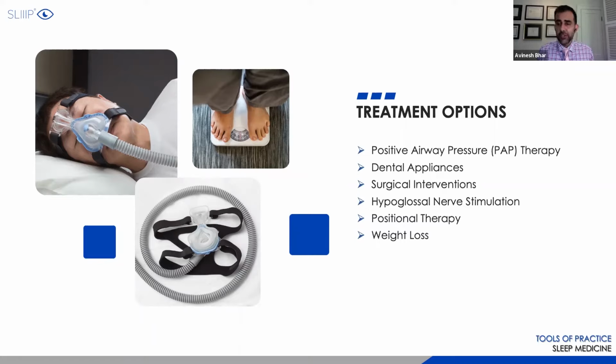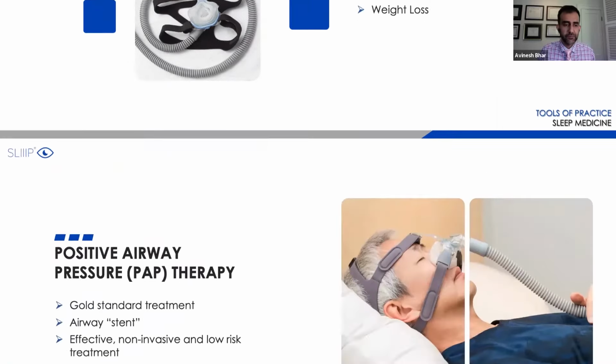All right, so treatment options: positive airway pressure, dental appliances, surgical interventions, hypoglossal nerve stimulation, which is the Inspire device. That's the only current one in the market. Positional therapy, not a fan of that, but we'll talk about that. And weight loss, which I think should occur in conjunction with CPAP, and I'll explain why.